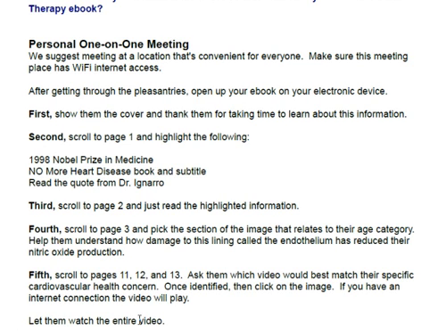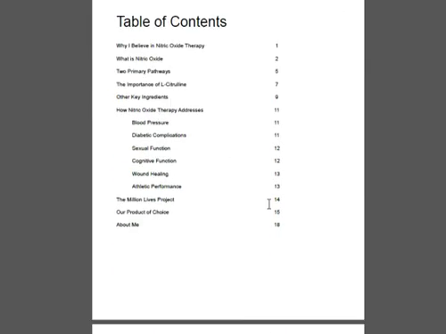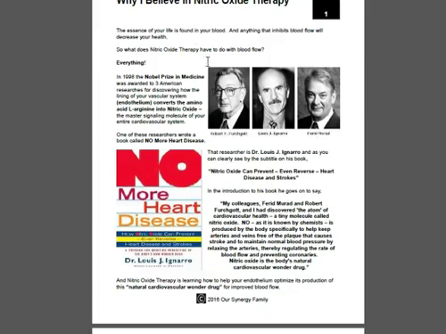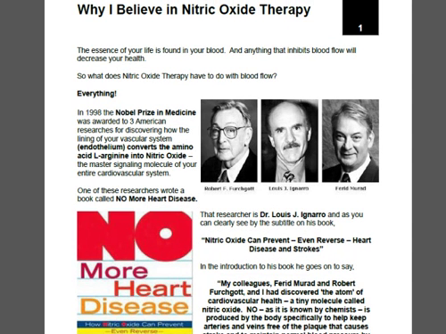Second, scroll to page 1 and highlight the following information: 1998 Nobel Prize in Medicine, No More Heart Disease book and subtitle, and read the quote from Dr. Ignarro. So let's go to that page and show you exactly what you need to do. So you scroll this to page 1. I'm going to increase the size of this so it's a little bit easier for me to read it.